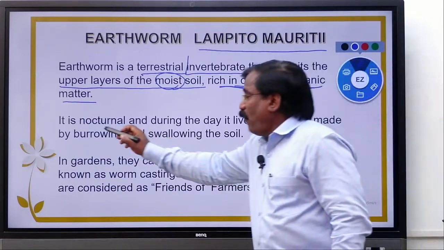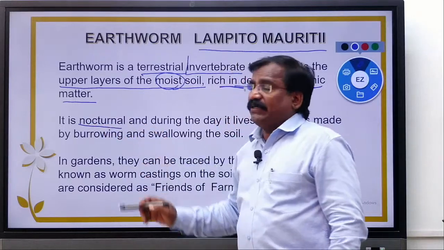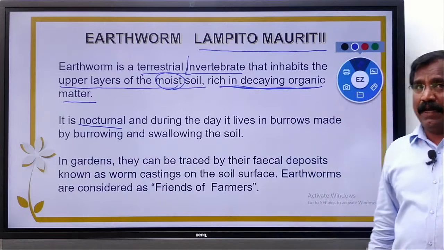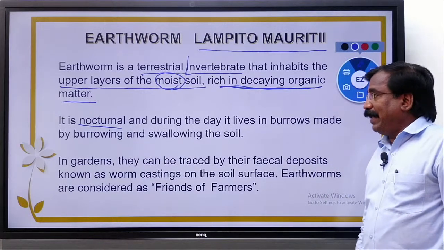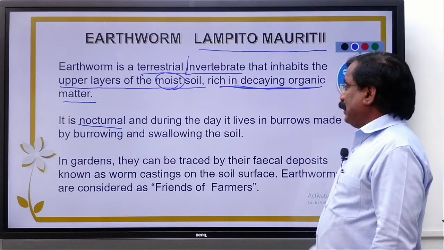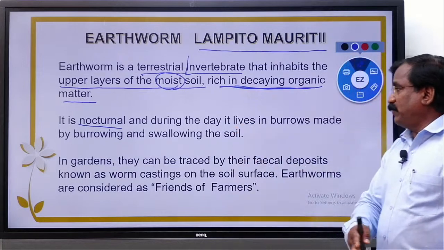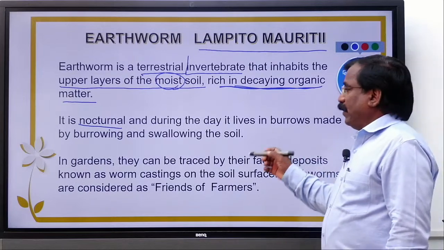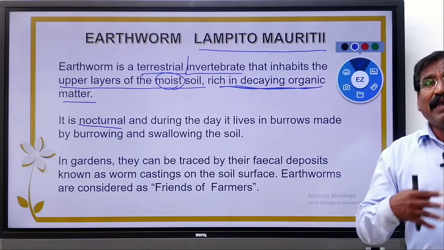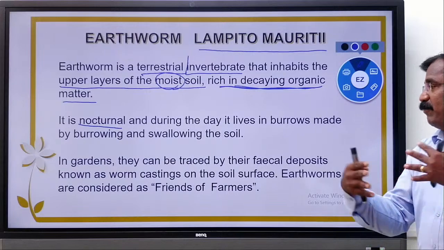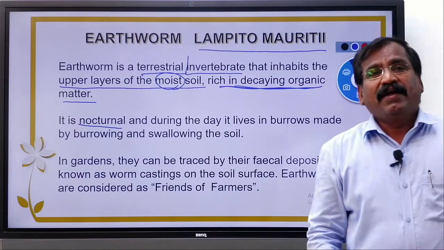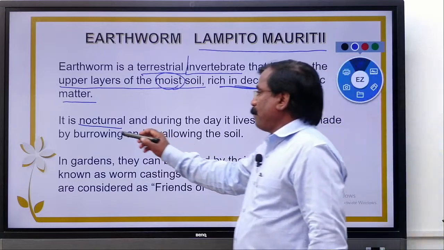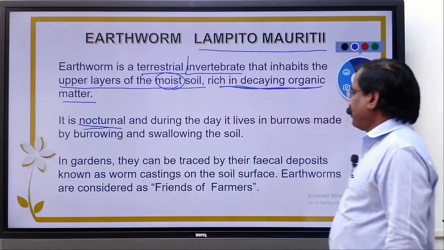Next, very important, it is nocturnal, which means it is active during the night time. It is nocturnal in habit. During the daytime it goes and remains in the burrows. It is nocturnal.